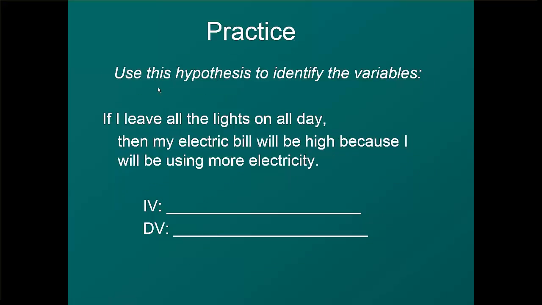All right, another example. I'm going to give you a hypothesis and see if you can identify your variables. If I leave all the lights on all day, then my electric bill will be high because I will be using more electricity. So your independent variable would be, what are you controlling? Yes, the time the lights are on, okay? That would be like leaving them on all the time. And then your dependent variable would be your electric bill, the actual bill, the amount of dollars that you have to spend.